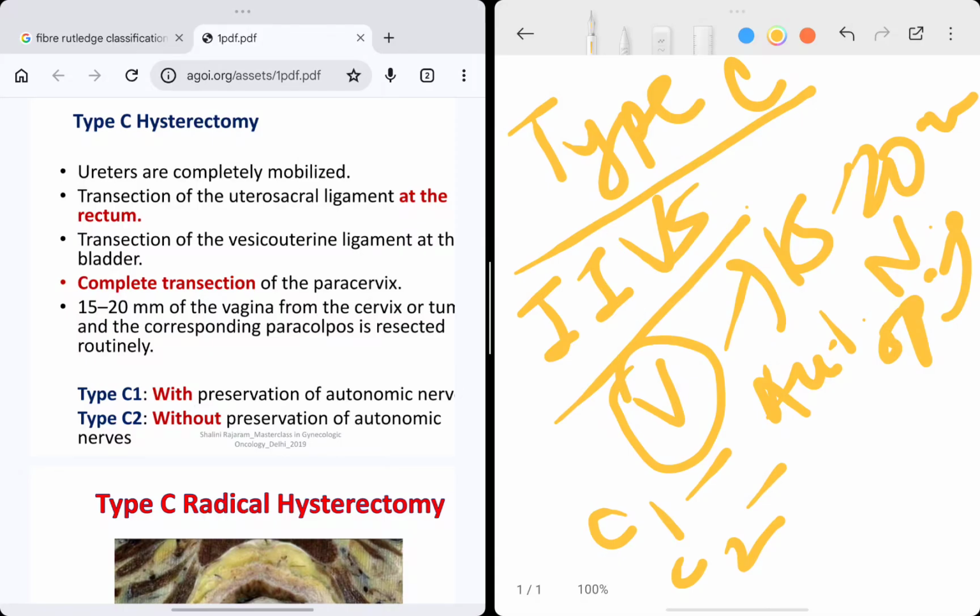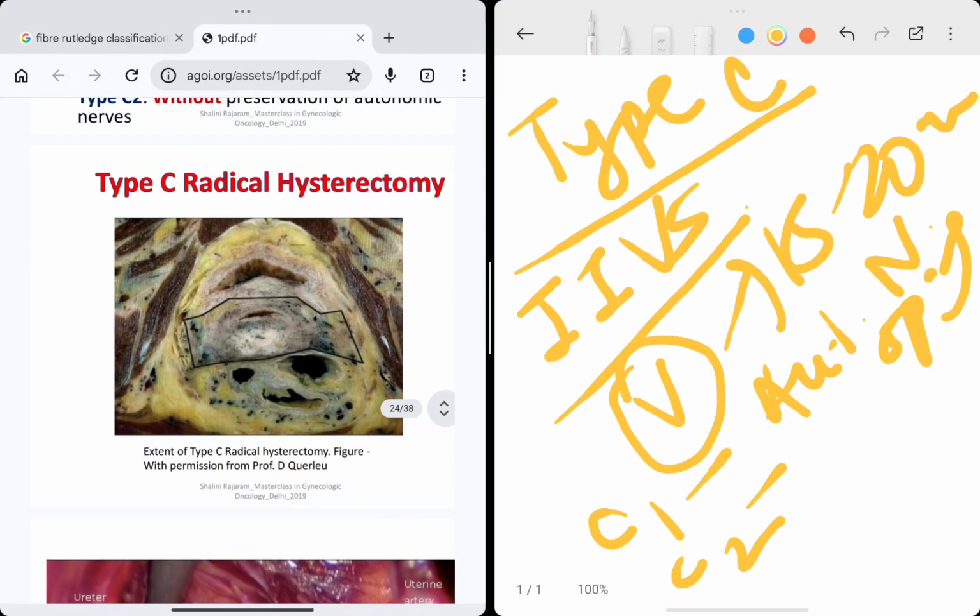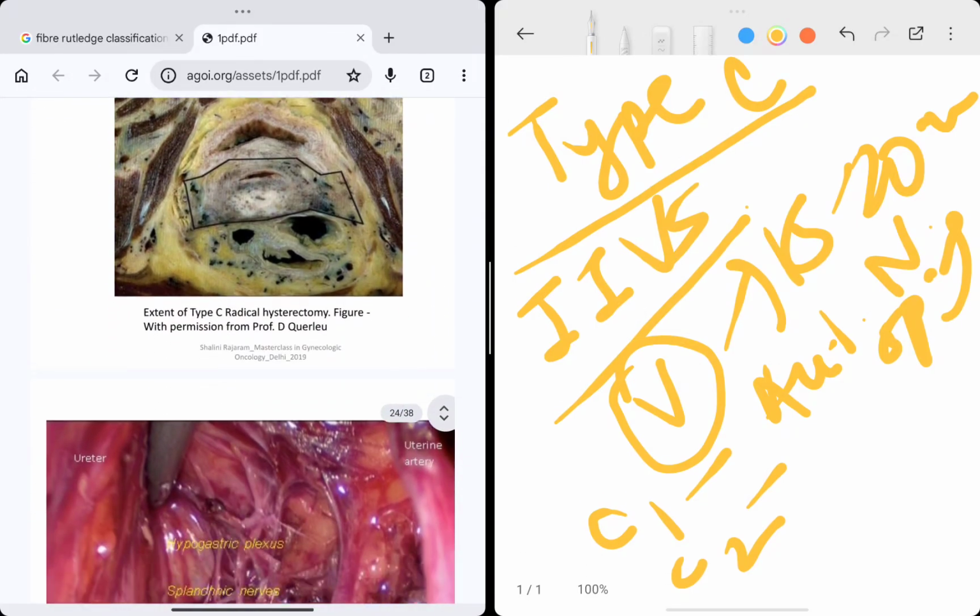So this is an MCQ question: in which type of radical hysterectomy according to the Querleu-Morrow classification is there preservation of autonomic nerves? So the answer is type C1. This is type C radical hysterectomy.